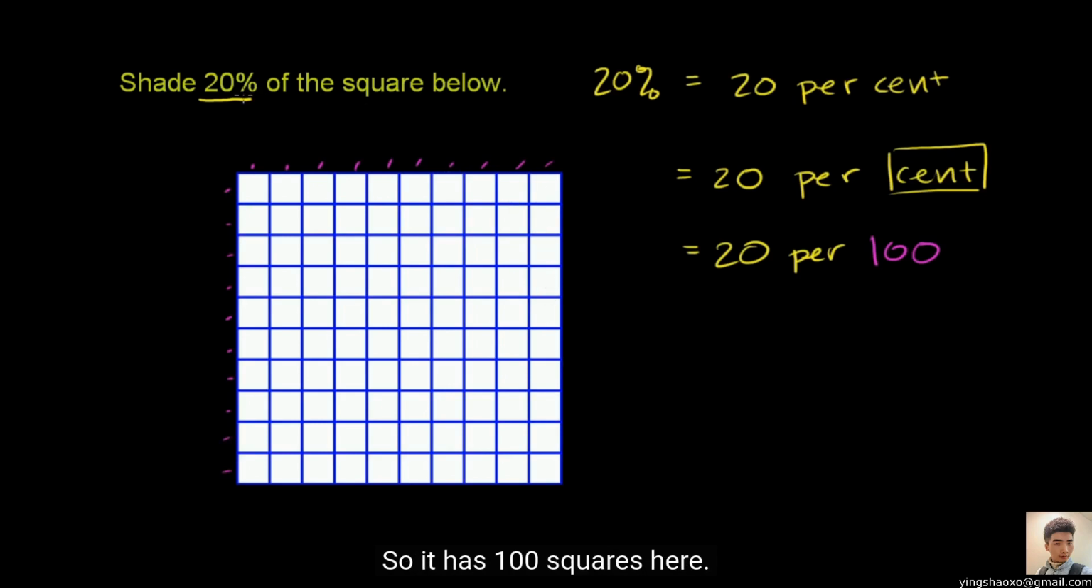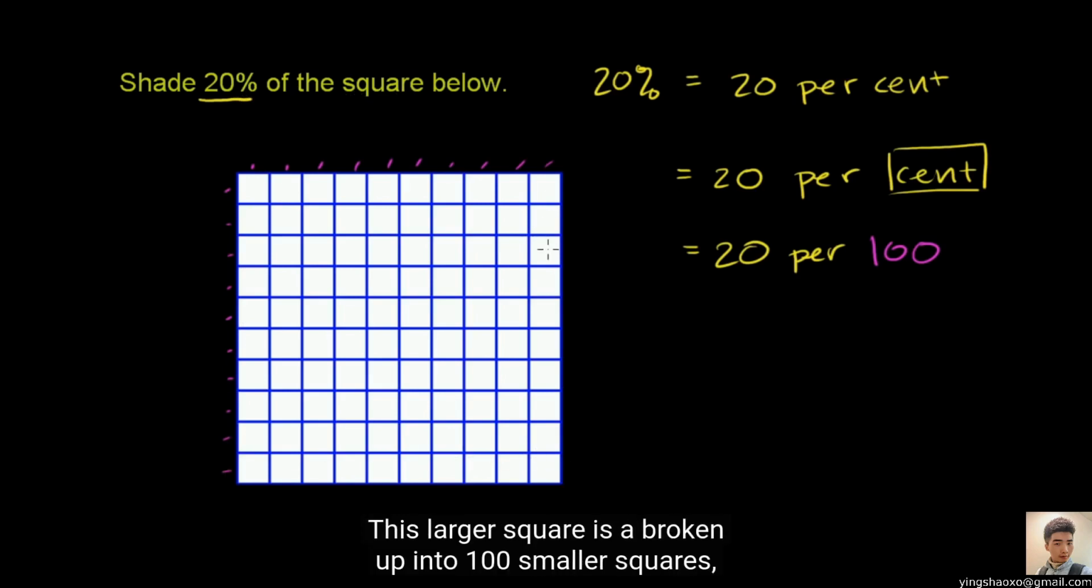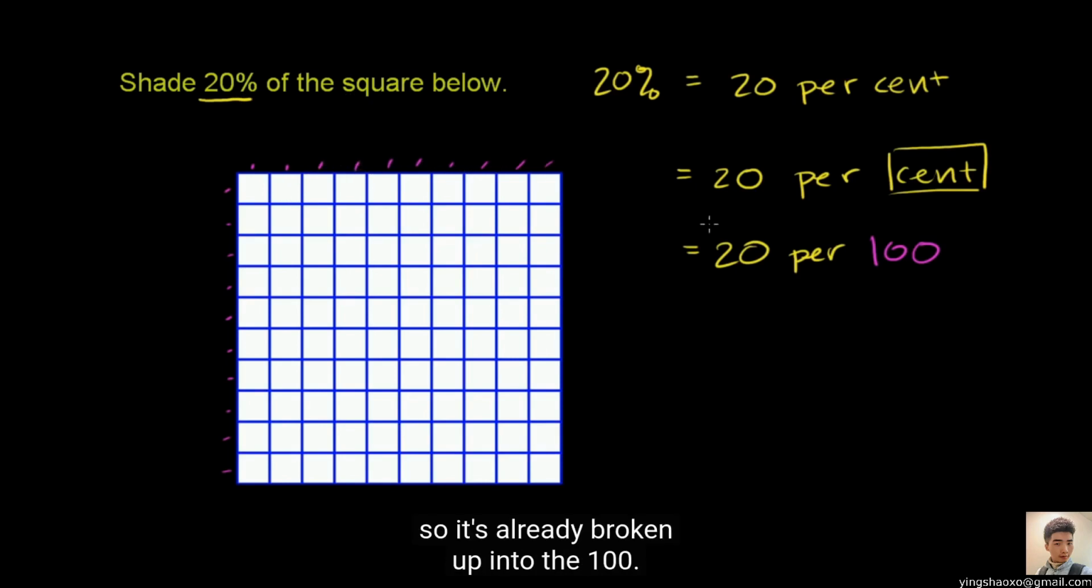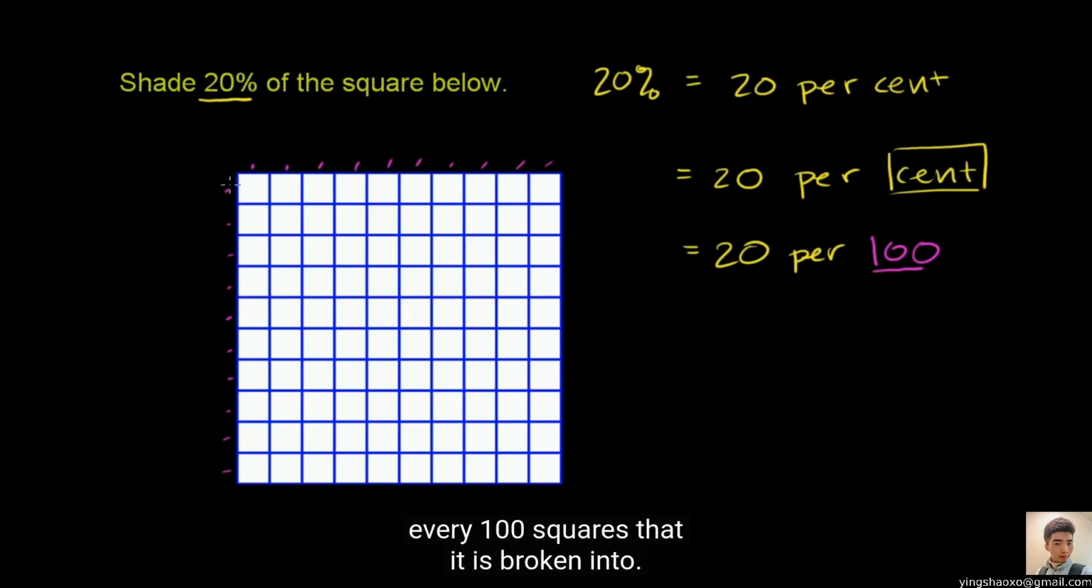So if we want to shade this, or another way to say it is that this larger square, I guess that's the square that they're talking about, this larger square is broken up into 100 smaller squares. So it's already broken up into the 100. So if we want to shade 20% of that, we need to shade 20 of every 100 squares that it is broken into. So in this, we'll just literally shade in 20 squares. So let me just do one.